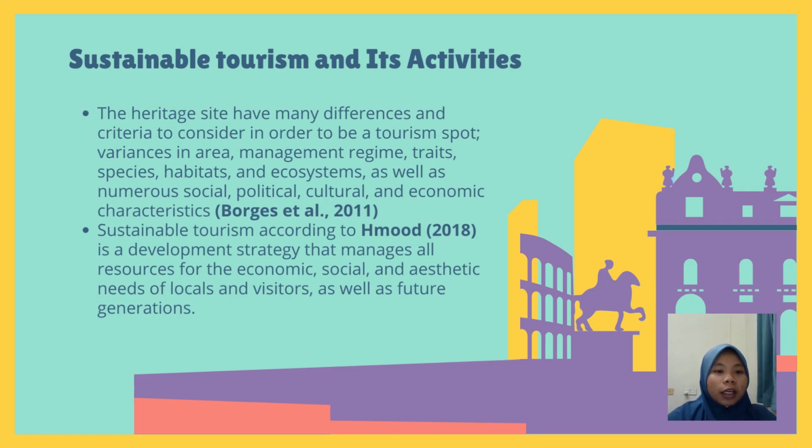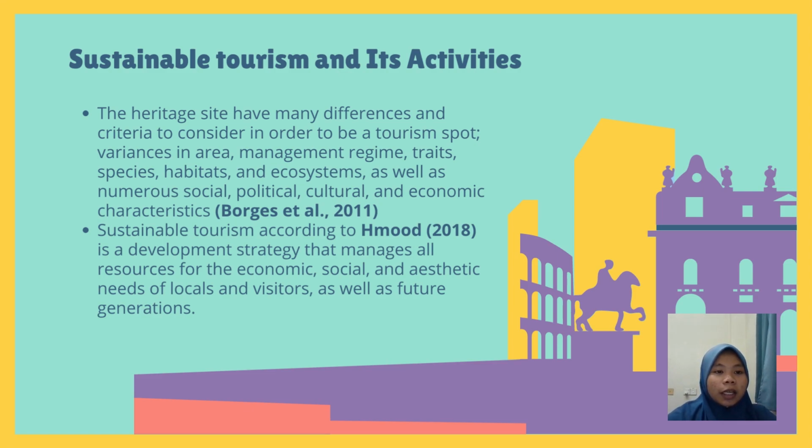Next, heritage sites have many differences and criteria to be considered as a tourism part, such as the variance in area, the management regime, traits, species, habitats, and the ecosystem, as well as the numerous social, political, cultural, and economic characteristics. Sustainable tourism, according to Hamwood 2018, is a development strategy that manages all resources for economic, social, and aesthetic needs of locals and visitors, as well as for future generations.